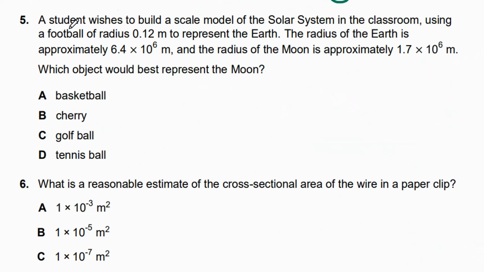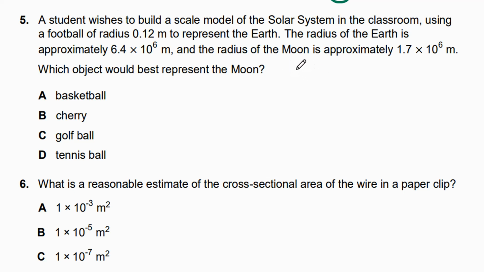Then in question 5, it says, a student wishes to build a scale model of the solar system in a classroom using a football of radius 0.12 meters to represent the Earth. The radius of the Earth is approximately 6.4 times 10 to the 6 meters, and the radius of the Moon is approximately 1.7 times 10 to the 6 meters. Which object would best represent the Moon? So, if we use a football of radius 0.12 meters to represent the Earth, which of these objects can we use to represent the Moon?